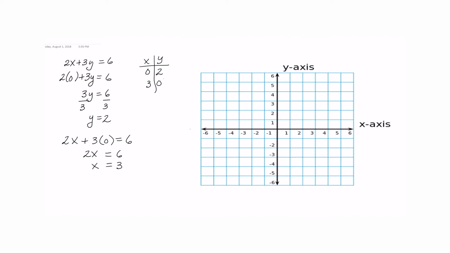So let's graph those 2 points. So (0, 2) is going to be right here on the y-axis, and (3, 0) is going to be right here on the x-axis, and then all we have to do is draw a straight line through those 2 points. So that's what our graph would look like. Let's do another one.